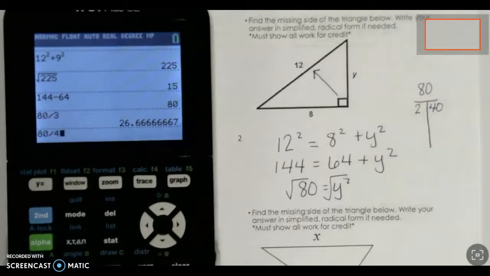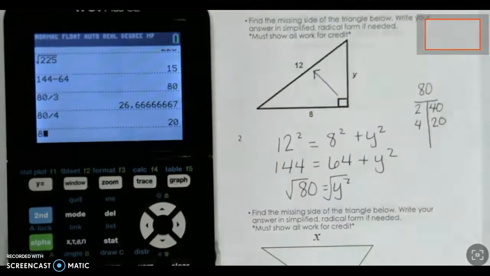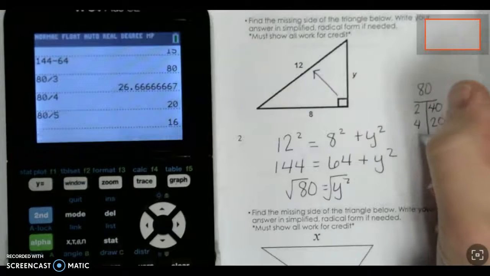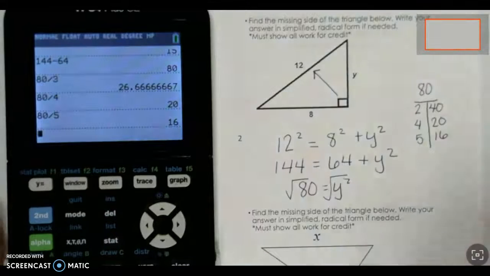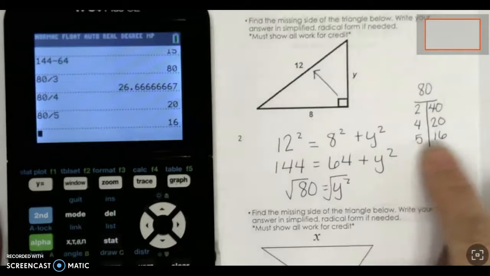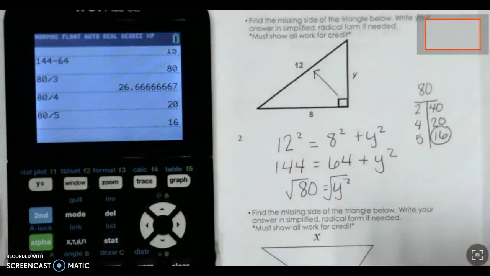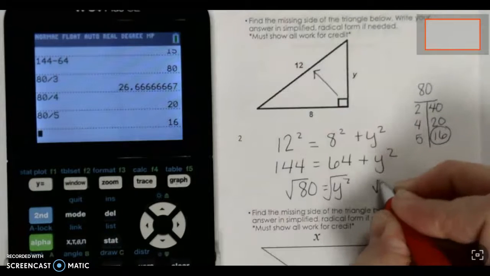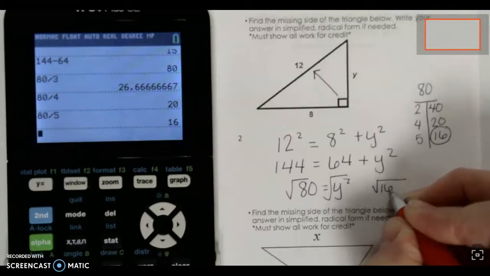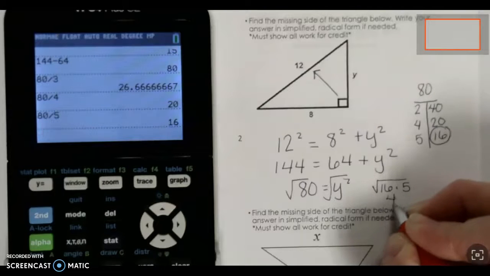80 divided by 4 is 20. 80 divided by 5 is 16, and right there I have found my perfect square, 16. So I can stop. Even though there's more factors of 80, I can stop once I have found that perfect square. So 16 is my perfect square. Kind of ran out of space, so I'll write it over here. We'll go 16 and 5, which breaks down to 4 radical 5.